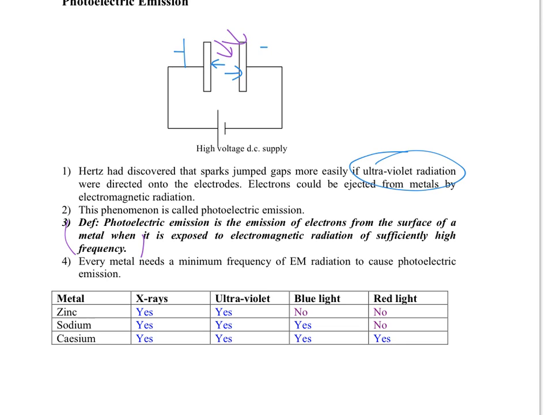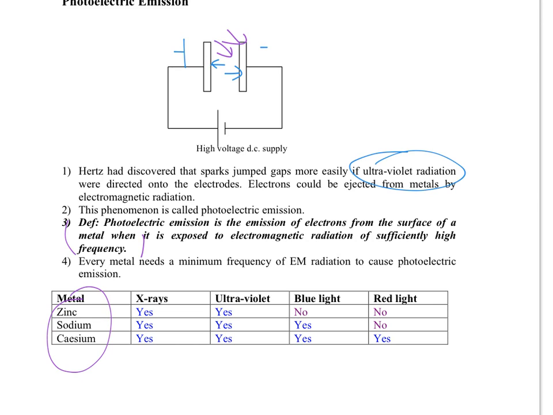Now you will notice that different metals require different minimum frequencies. For example, zinc requires ultraviolet frequency and above. That means if you use any frequency less than ultraviolet, no electrons are emitted, no matter how long, no matter how intense the blue light or the red light, not a single electron comes out. Similarly, sodium needs blue light frequency and above, cesium needs red light frequency and above. This minimum frequency to cause photoelectric emission is called the threshold frequency, which is given in your notes as well as your definition.